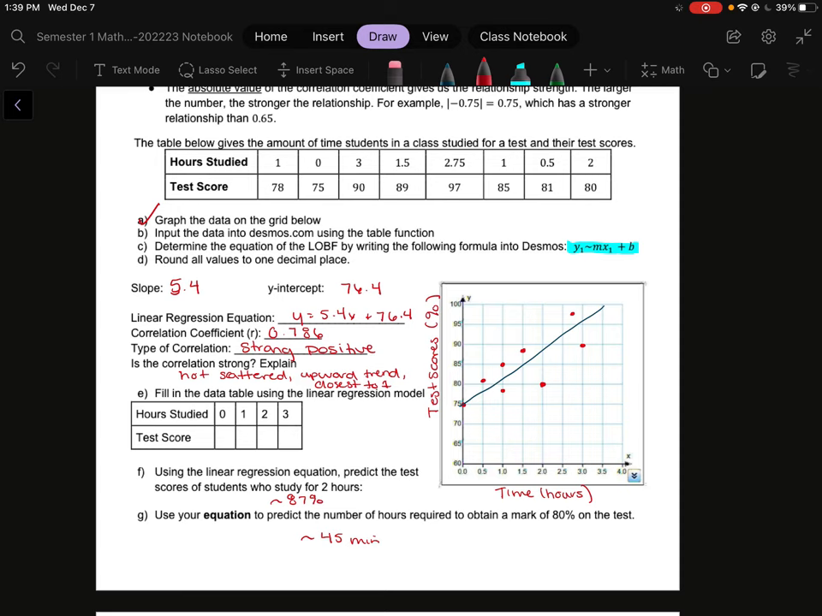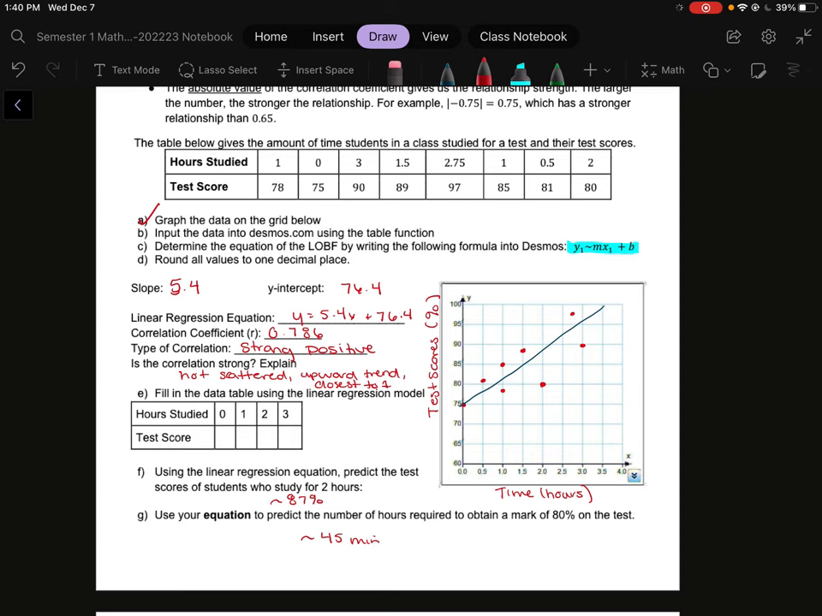When you do that, you are able to find the slope and you're able to find the y-intercept. How do we find the slope? We should know how to find the slope from our past. We take 2 points anywhere on the line. It also will say on our Desmos website. Then our y-intercept is where it starts, which is our line of best fit point. So we can see that it starts at 76.4. From there, we're going to do our linear regression equation.